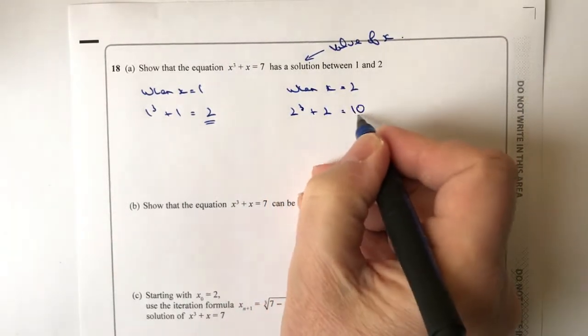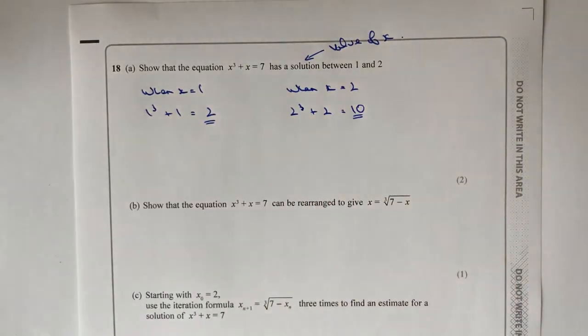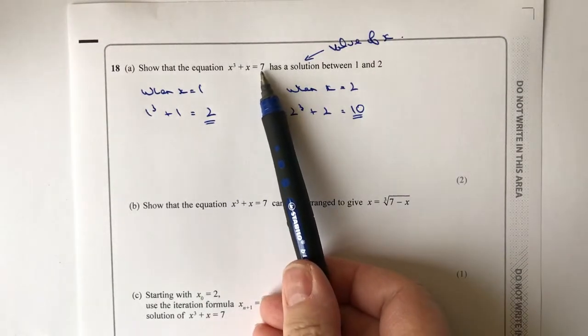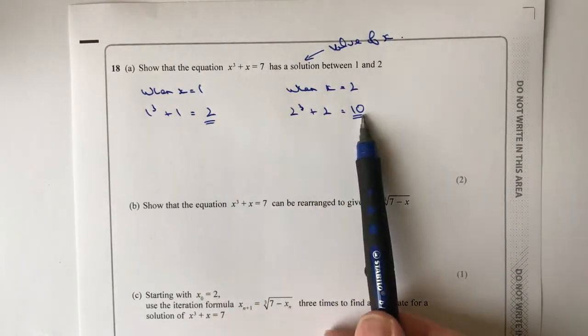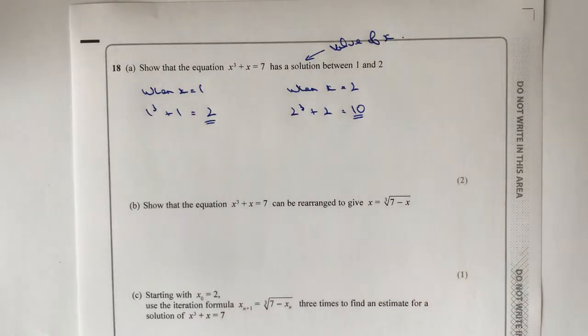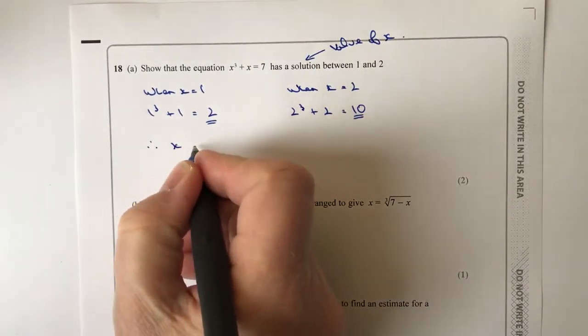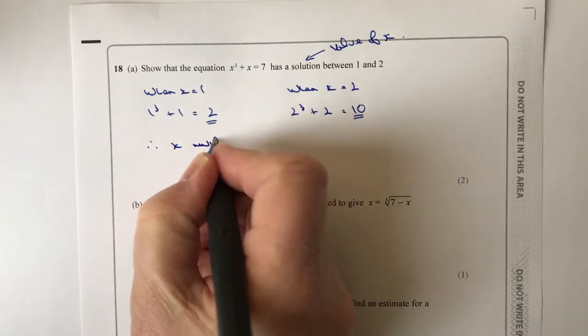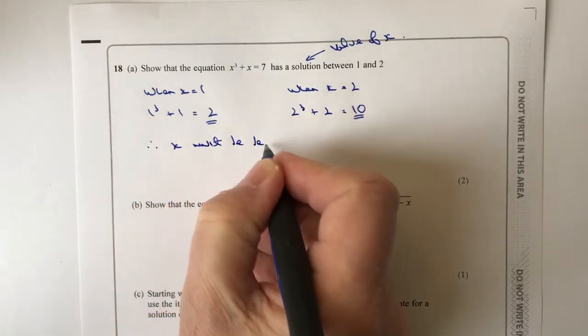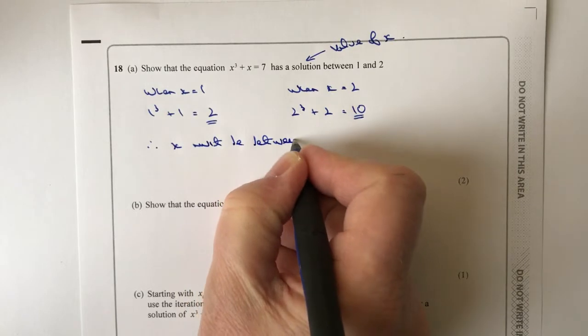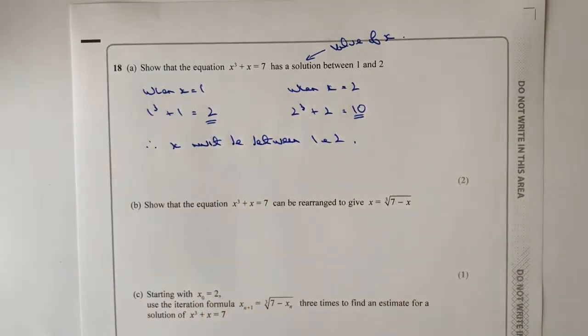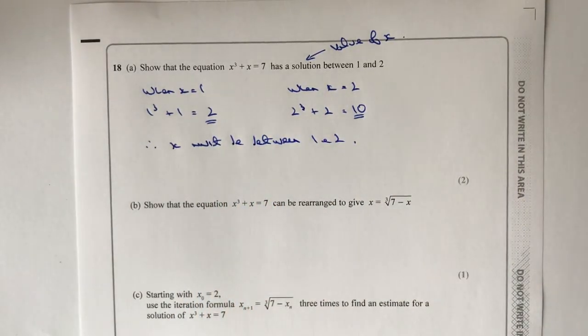So what we're saying is, yes, absolutely, the value of x must be somewhere between 1 and 2, because the actual solution, the actual answer is 7, which is between 2 and 10. Okay, so I can write in something like, therefore x must be between 1 and 2, and that would be fine for that sort of question.